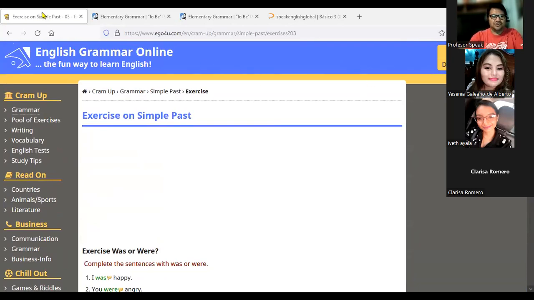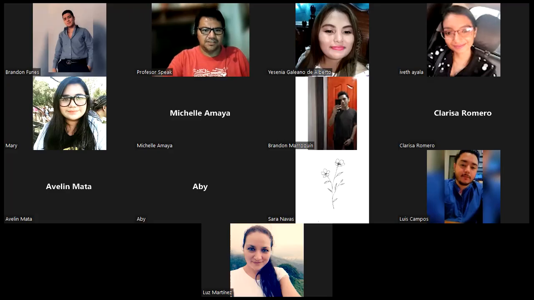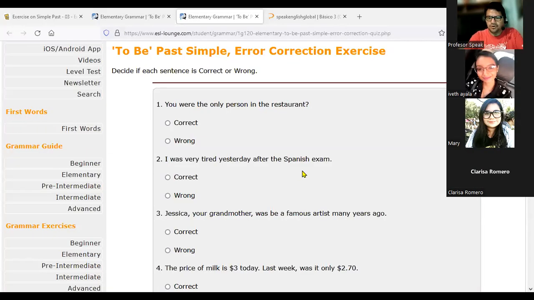Now let's take a look at another, let me see. I don't know why it doesn't let me. Okay, I'm gonna try another page to practice. We're going to take a look at another page, and we're going to check if it's right or wrong.